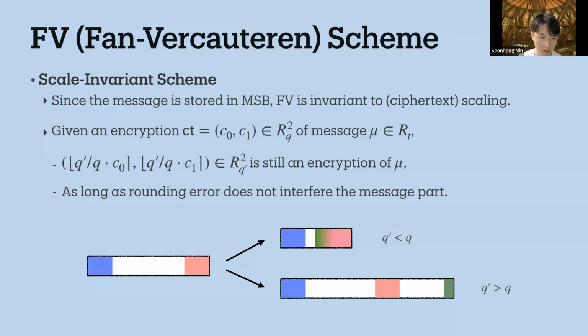So for example, let's say that we are given an encryption with ciphertext modulus Q. Then you can change the ciphertext modulus Q to Q prime by multiplying Q prime over Q to the ciphertext and then rounding it, but it is still an encryption of mu, the original message. So as long as the rounding error does not interfere with the message part, it decrypts as mu, the original message.